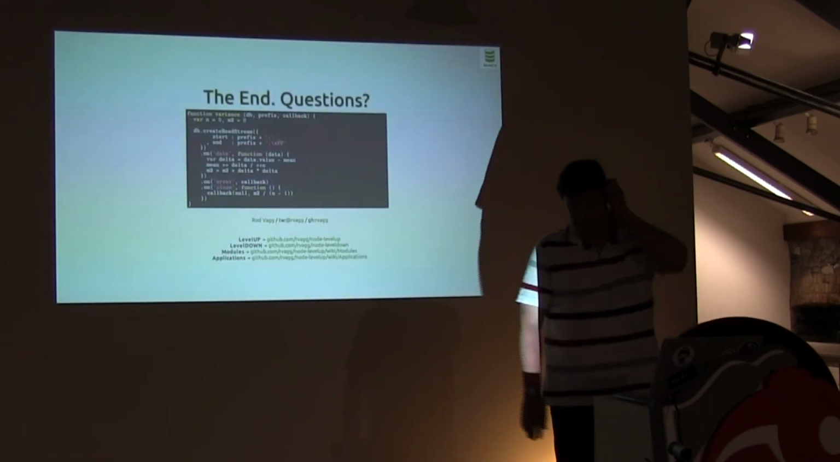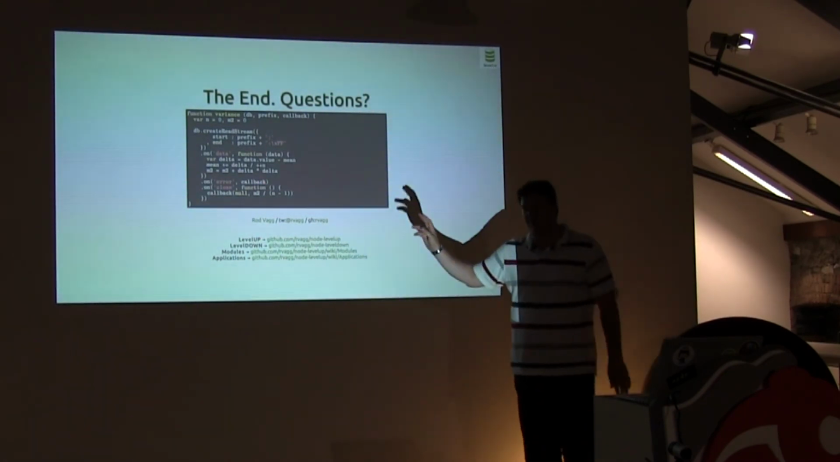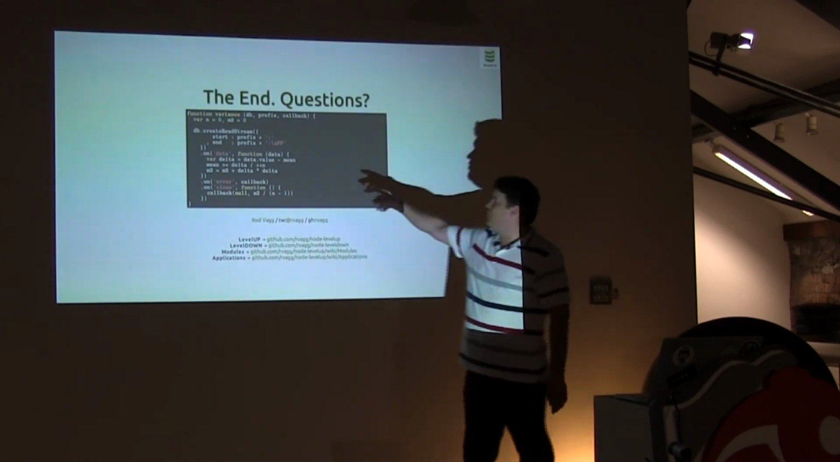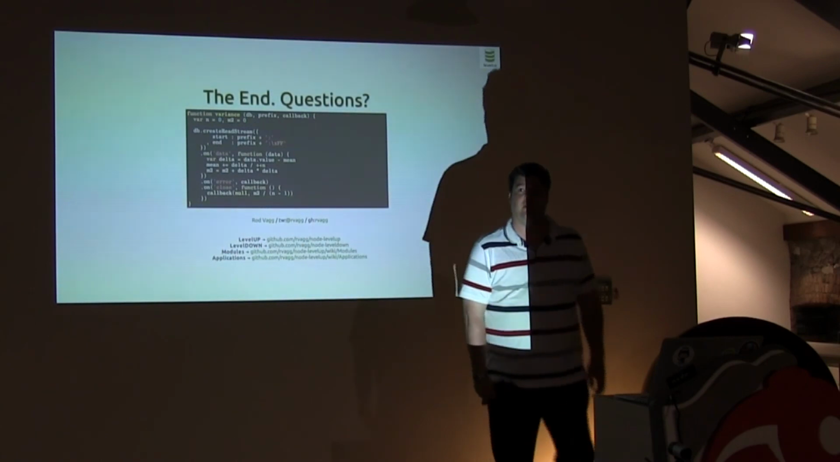And that's the end. Actually, I'm going to finish there. But I've just got an example on the board here. This is assuming your database is full of numeric data. This will use a read stream to calculate the variance of your values.